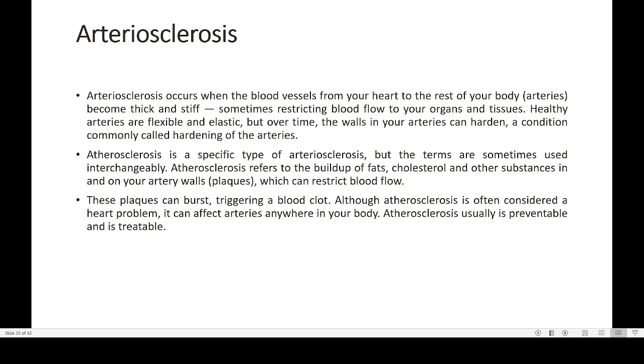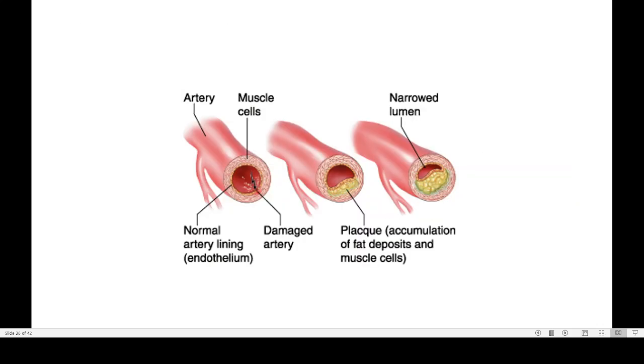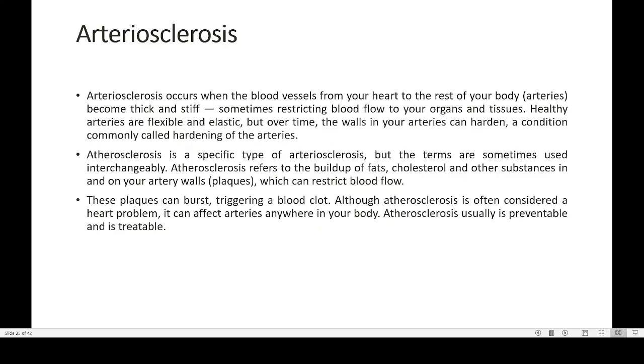So arteriosclerosis occurs when blood vessels from your heart to the rest of the body become thick and stiff, sometimes restricting blood flow to your organs and tissue. Healthy arteries are flexible and elastic. That's another important thing. Normally, you take any rubber tube; it has a certain elasticity. You take a cycle tube; it has elasticity. But when it is deposited with this kind of fatty tissue, the flexibility or elastic nature of the blood vessel is lost, and it becomes a rigid tube. It will not expand, and that situation will also lead to a rise in blood pressure.